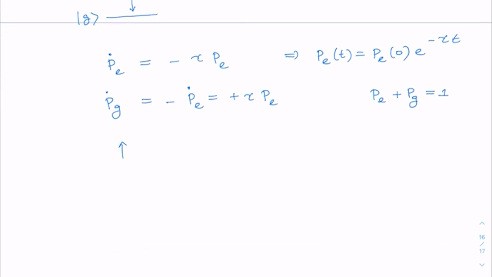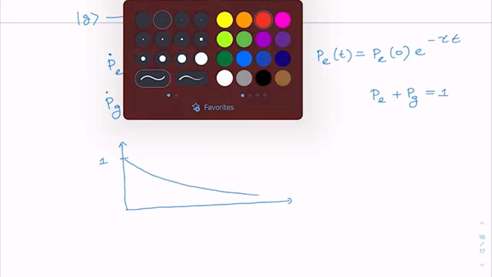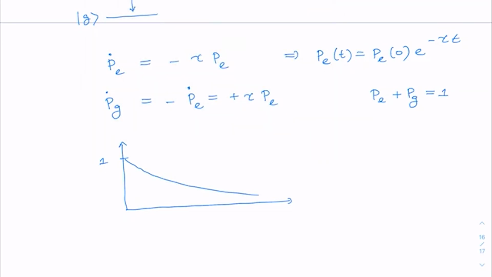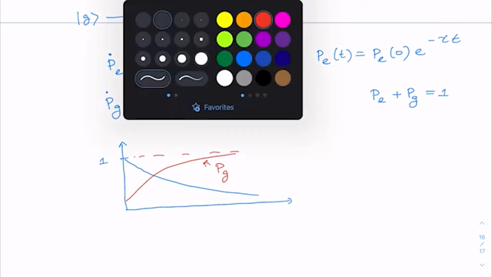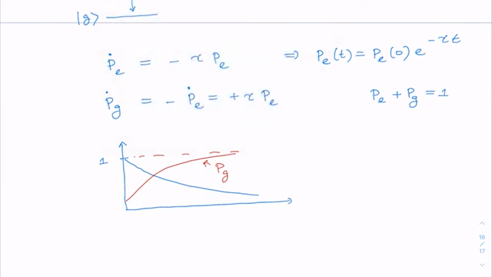And we can plot it very simply, very trivially. So this will decay exponentially. On the other hand, from the ground state, the probability will increase like this. So this is our P ground, referring to the ground state probability. On the other hand, this part refers to Pe. This is our time.